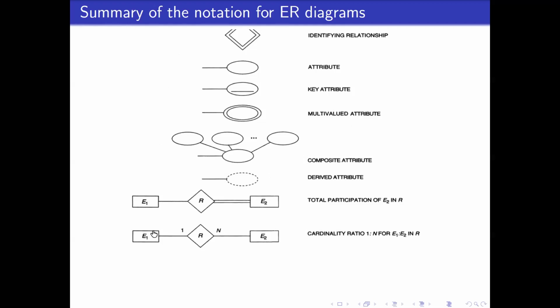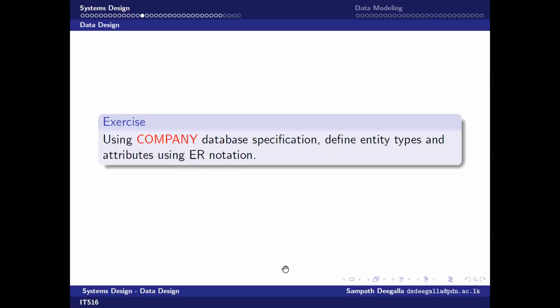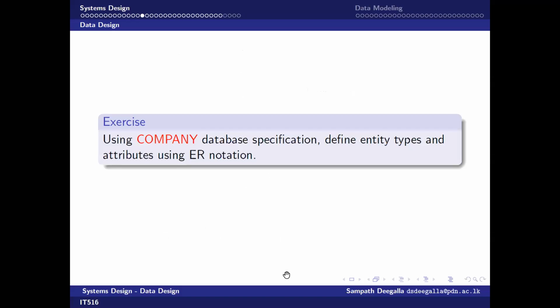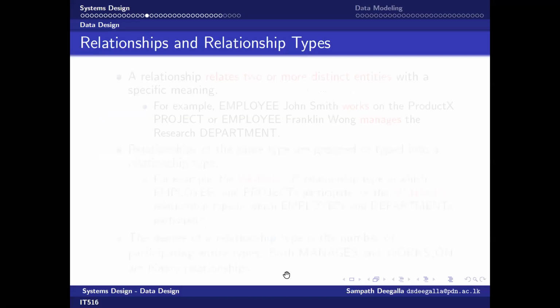The idea here is one employee, right? Here, let's say one E1 connects with multiple E2, whereas one E2 connects with exactly one E1. So that's how you represent both participation and cardinality ratios. So let's look at the relationship in detail.